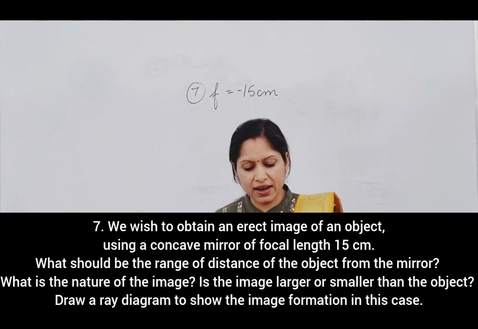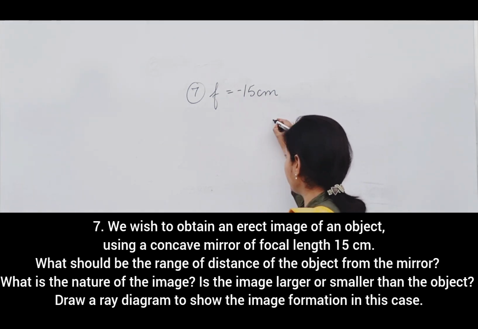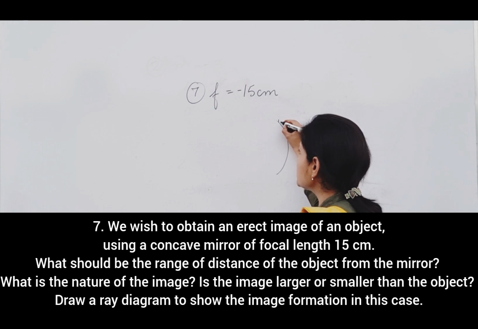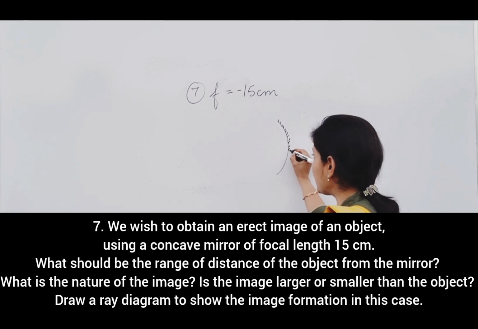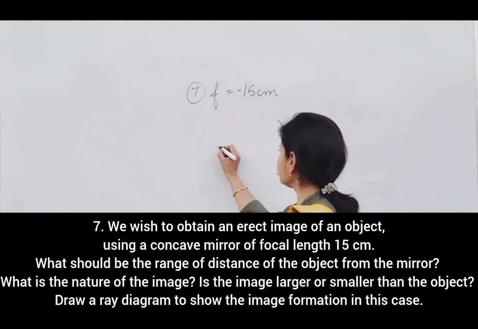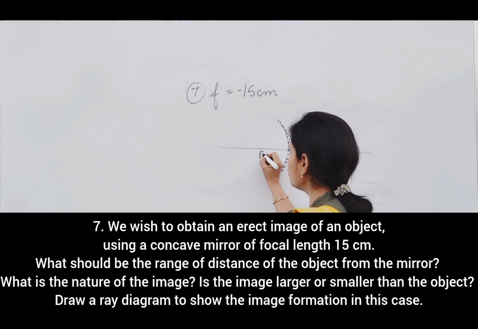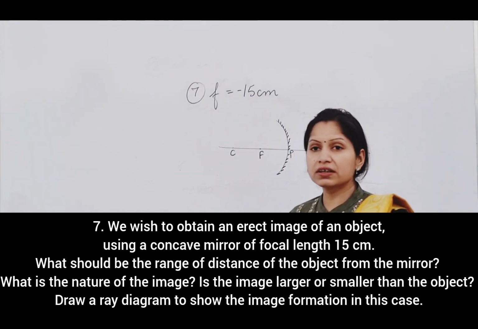Next it's asked, draw a ray diagram to show the image formation in this case. It's very easy. We have drawn all the ray diagrams for concave mirror, and for this particular question, we need to draw the last ray diagram that we have drawn. So it's a concave mirror. This is the principal axis. This is the pole. This is the focus. This is the center of curvature.